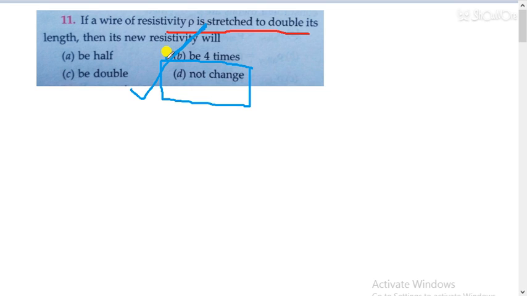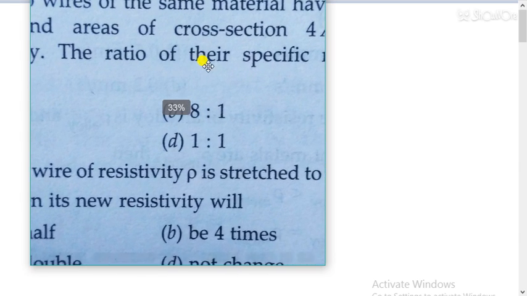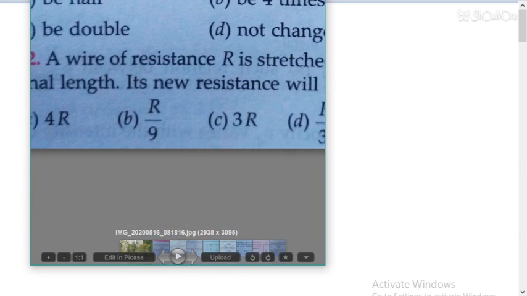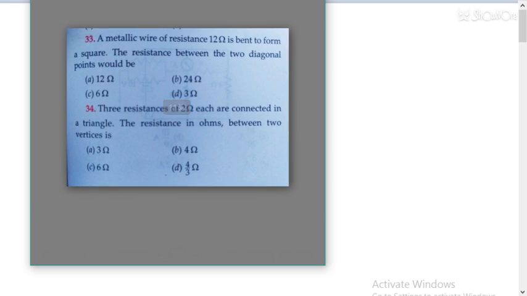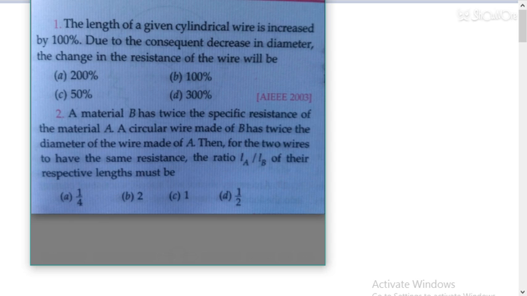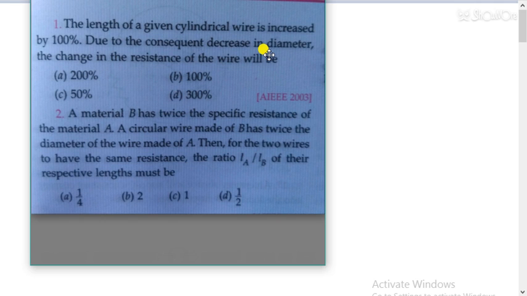So this was question number 11. The earlier question was also similar to this one, and till now we have not got any question on the stretching of wire. Okay, so question number 12 is related to wire stretching. So I will take the screenshot. Wait for one minute. Okay, we can take these two questions.